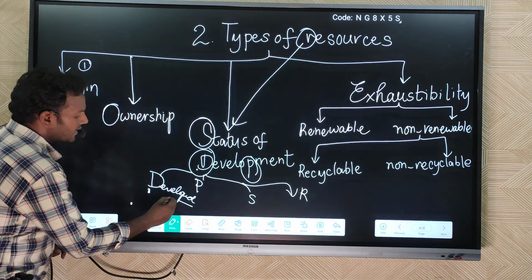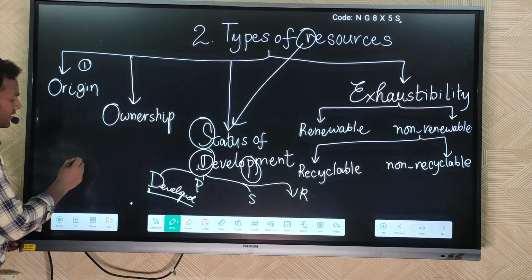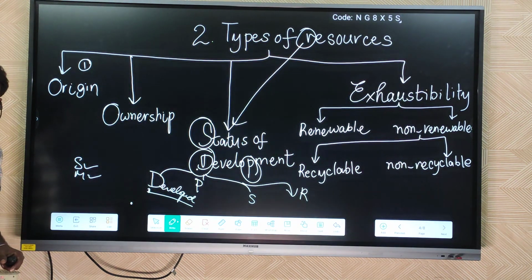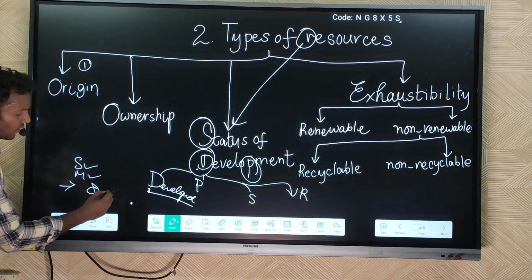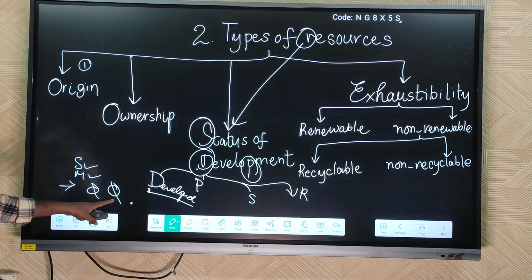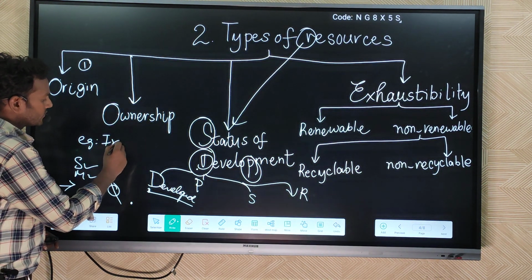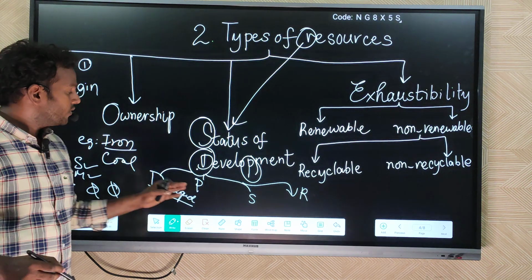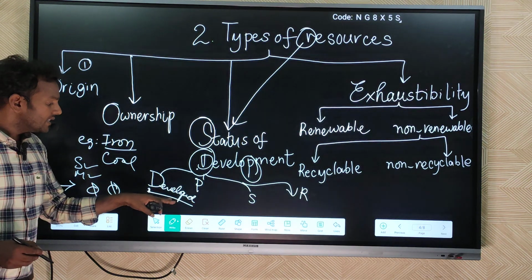Already some resources are there, and they are already developed. What does developed mean? Human beings have developed them. How? They surveyed for the resources and mapped the particular mineral resources, and they know the quantity and quality of the resources, with the help of machinery and technology. For example, iron ore and coal. We know where coal mines are in India, and also where iron mines are in India. So it means they are already developed.